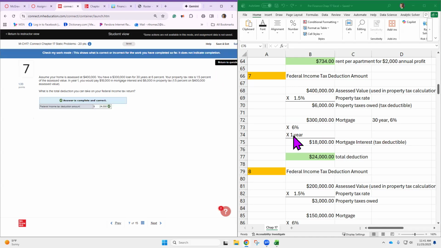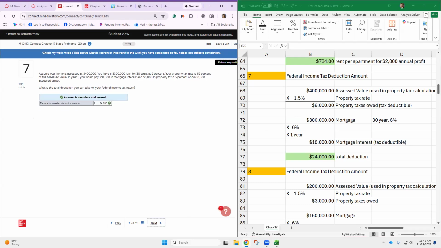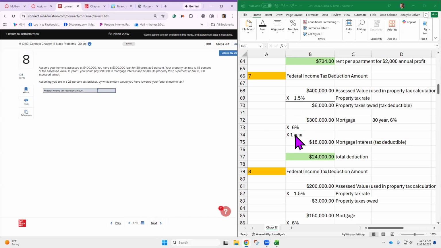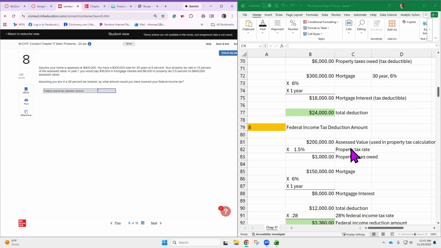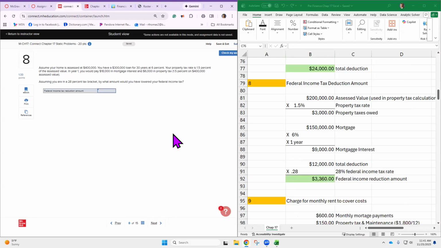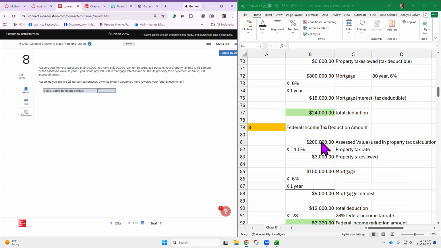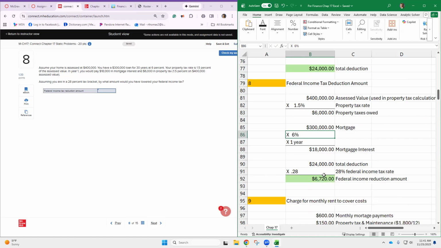Now you would need proof of all of that. Okay, so it's not just a matter of writing it down. Now we're going to look and see, same problem. So we don't have to go back and do it again, but I need to fill it in here to get my numbers right. So it is a $300,000 mortgage. Okay, and there's that total deduction.